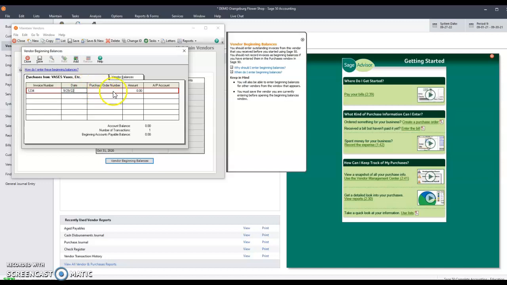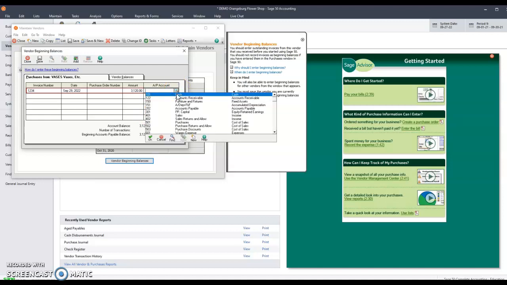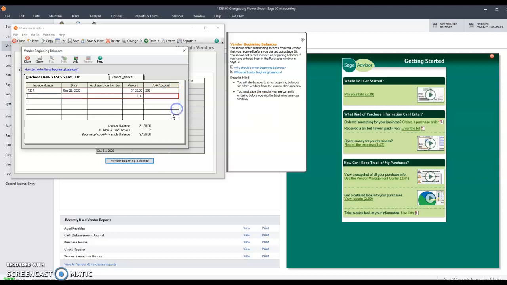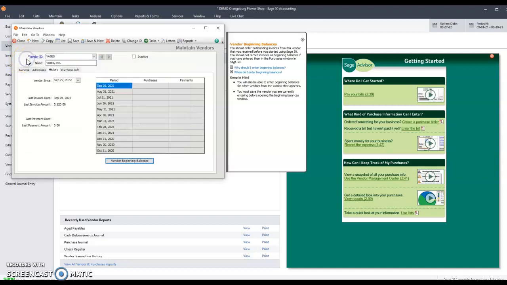We don't need a purchase order number. If you have one, you can put it in there. Otherwise, you can just skip that space and go to amount, and that was $31.20. Then it wants to know which payable account we are going to use. Sometimes there can be more than one, but we only have one, which is accounts payable, account 202. Okay, so now we're going to say save and close.